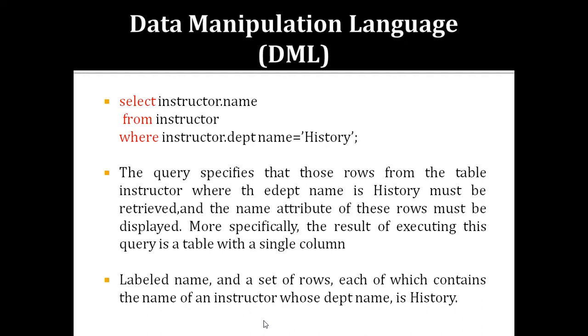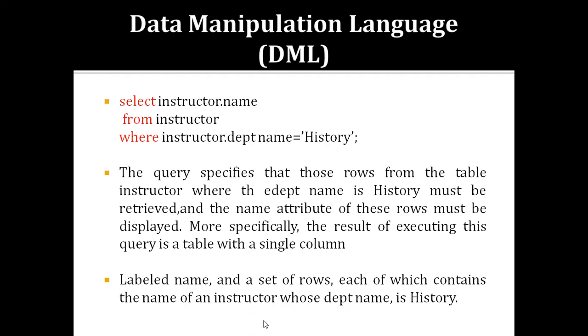See here, so many departments are there. Suppose 100 instructor names are there in the instructor table. Some are with the history department, some with geography, some with English, some with math. What we want is the instructor names who are working in history. So that query shows us only one column, the instructor name.